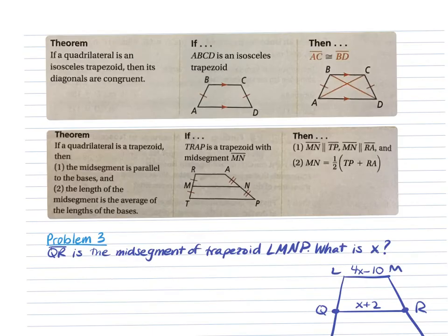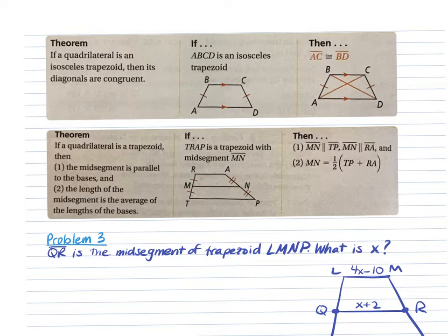Okay, we have some more theorems about trapezoids. The first one is if the quadrilateral is an isosceles trapezoid, then the diagonals are congruent. So that is a property of isosceles trapezoids. You can see here, if you had an isosceles trapezoid, AC is going to be congruent to BD.